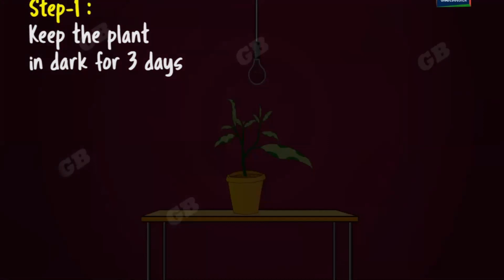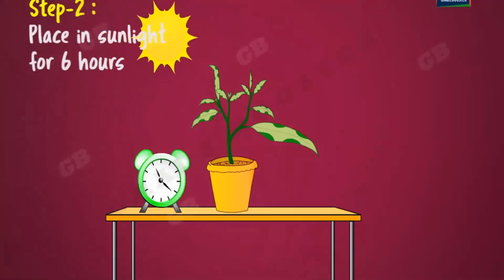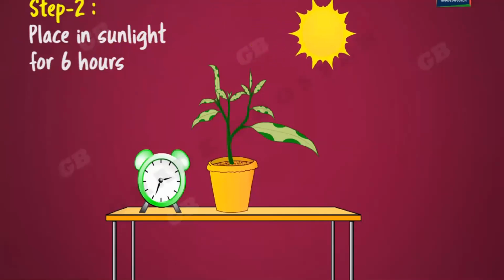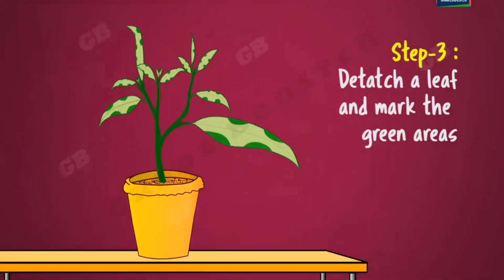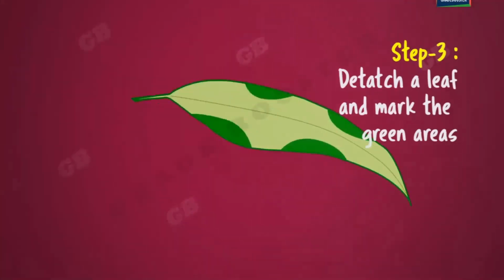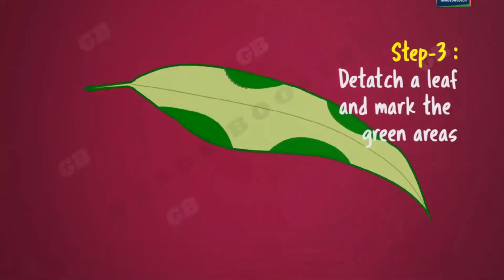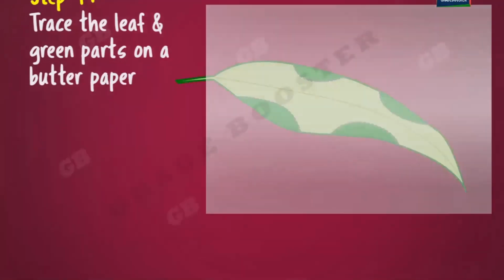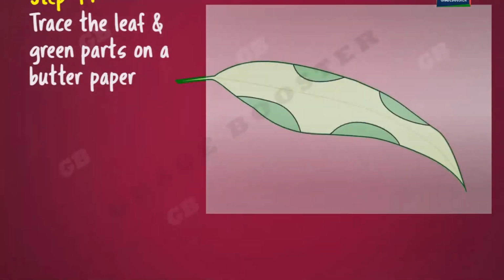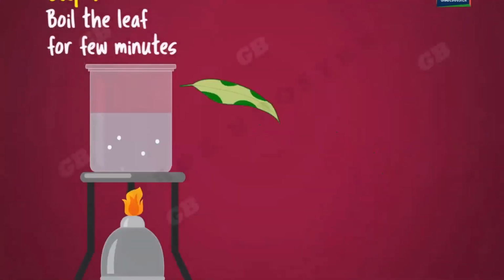So to finish the starch, we have to keep it in the dark, and then we need to place it in sunlight for 6 hours in order to perform photosynthesis. Then next we need to detach a leaf and mark the green areas over it, and we need to trace these areas on a butter paper so that we can later compare in which region the food was formed.